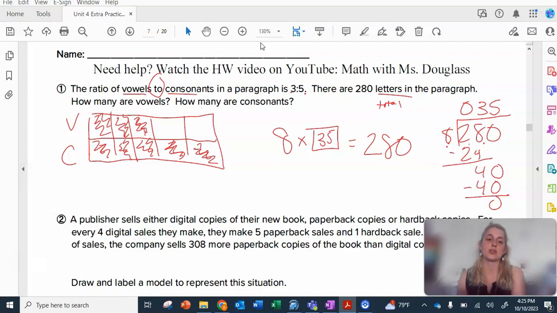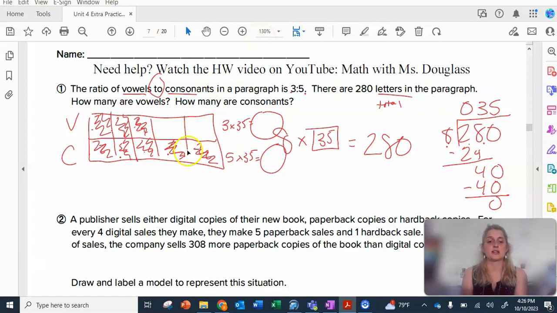How many vowels? We have 3 boxes for the vowels, so that's 3 times 35. And how many consonants? 1, 2, 3, 4, 5 times 35. Do the math, and those two are your answers for this problem.